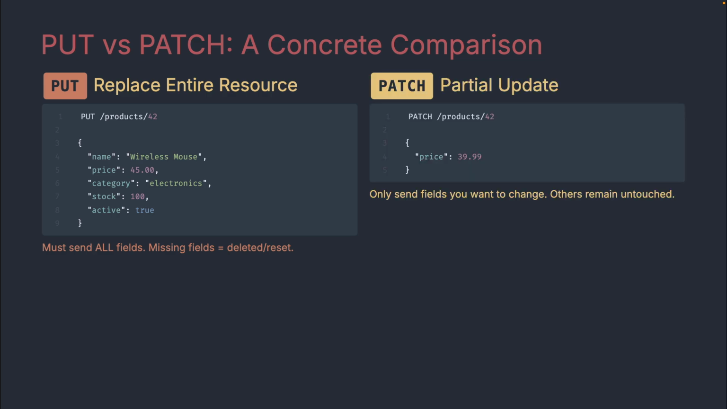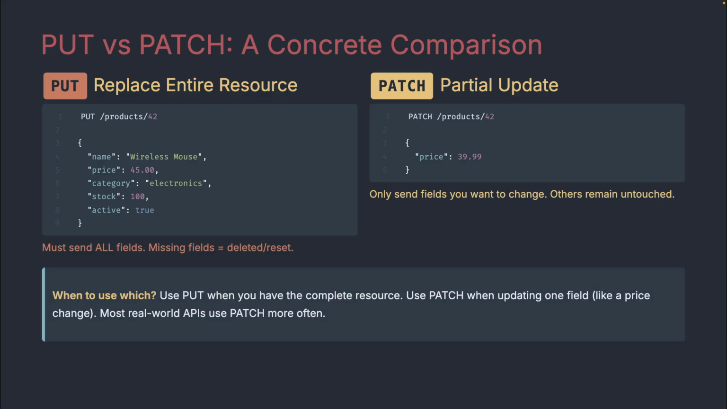A PATCH, as was mentioned before, only sends the fields that you want to change. The rest remain untouched. So that's the difference between PUT and PATCH. When to use which? Well, in practice, most APIs prefer PATCH for updates because clients rarely have the need to send the complete resource, right? It's really weird that you need to keep a specific ID for a whole new different product.